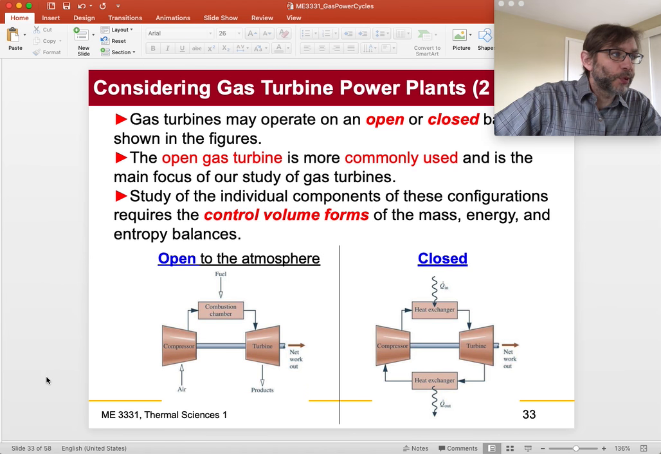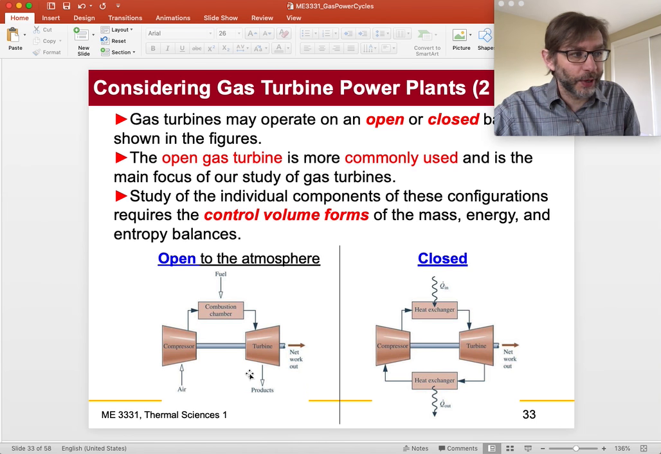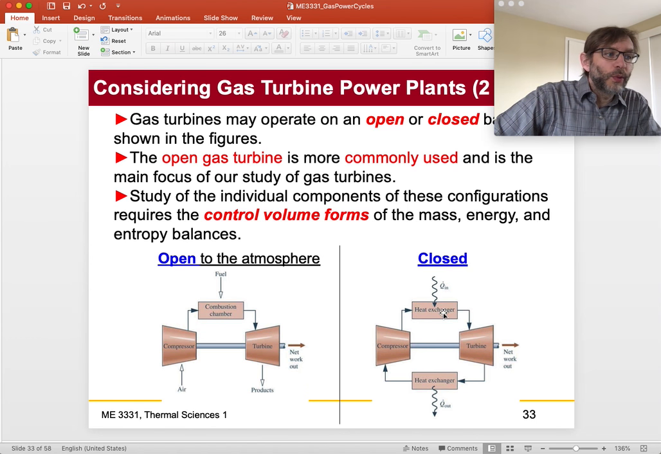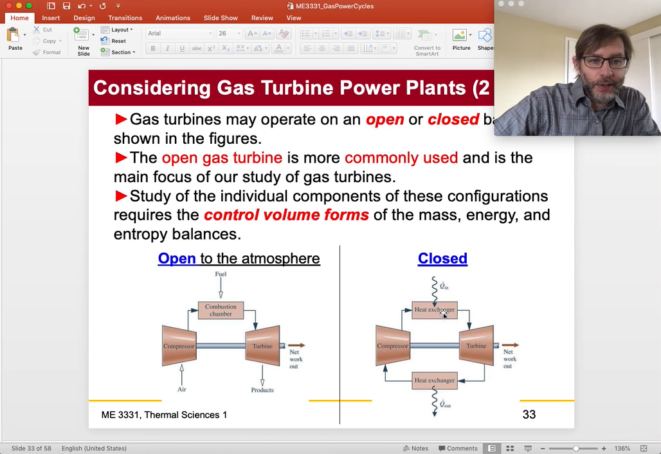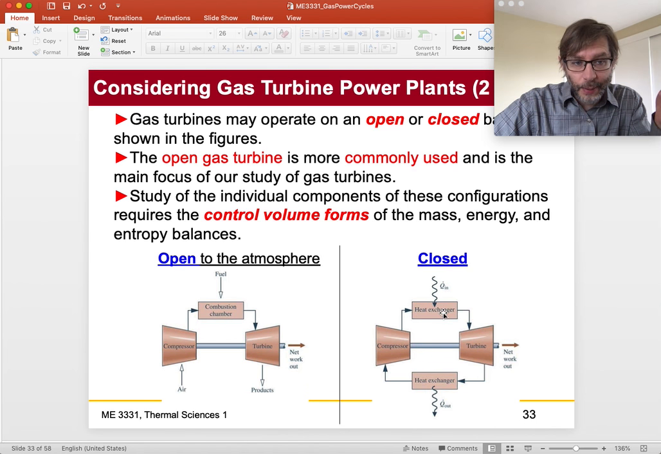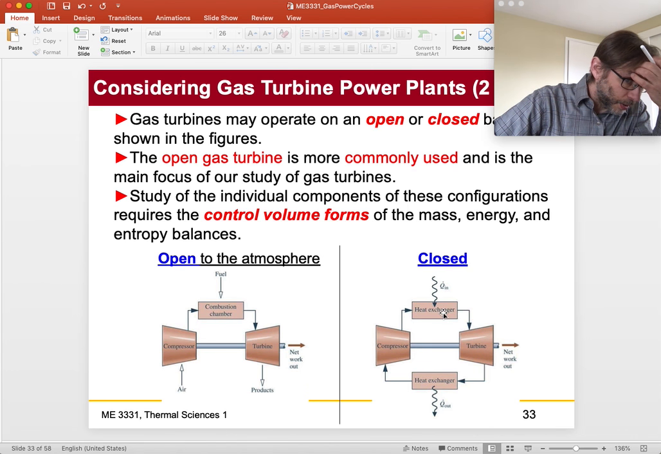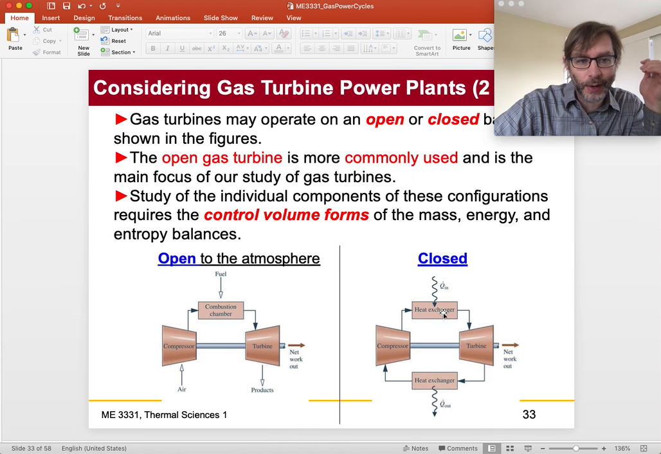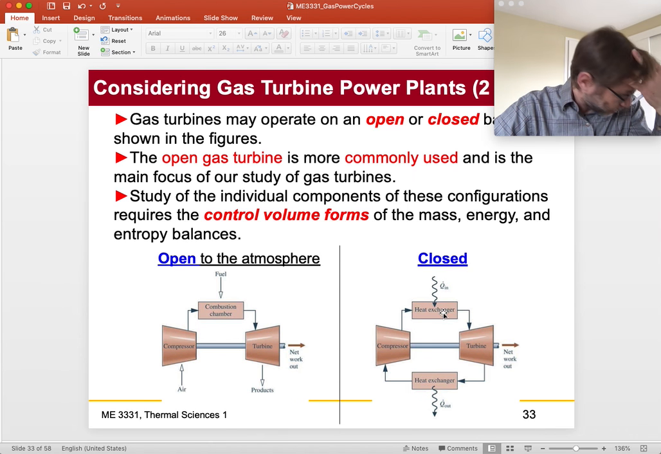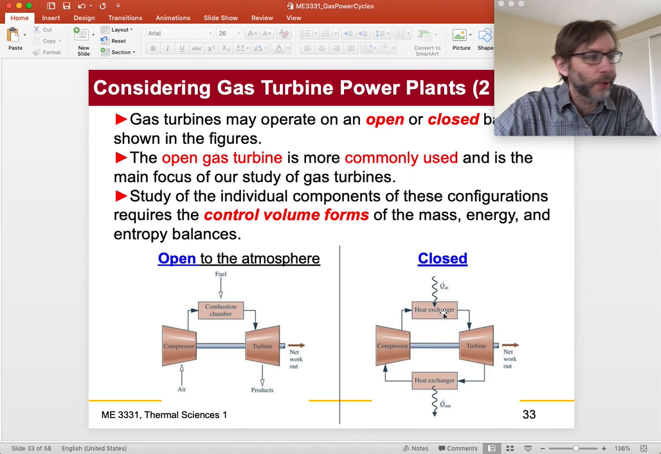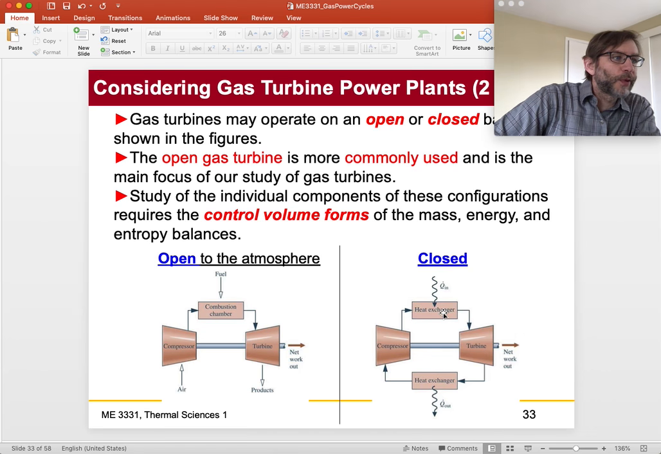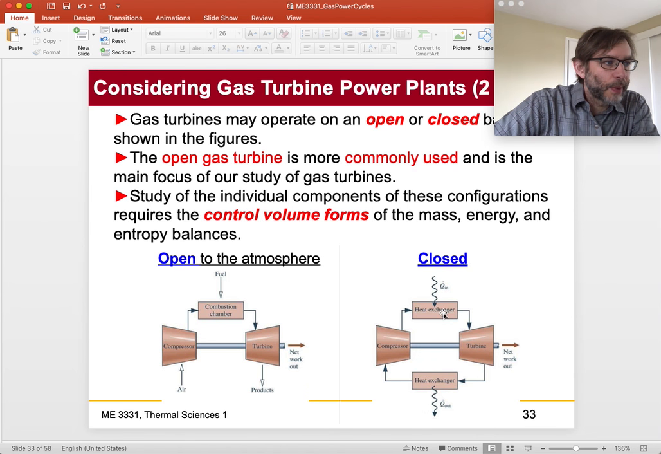The open gas turbine is more commonly used and is the focus of our study of gas turbines. Okay, the open one is in the left figure here. The closed one is on the right. Now, both the open and closed Brayton cycles essentially operate as a series of control volumes. Okay, steady state control volume devices, like we did for the Rankine cycle, except the Brayton cycle has gases, and we of course assume an air standard cycle like we have with the Otto cycle. Okay, so the study of individual components of these configurations requires the control volume forms of mass, energy, and entropy balances. Okay.